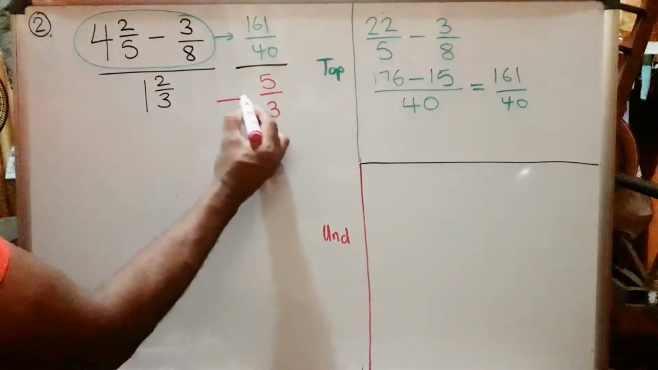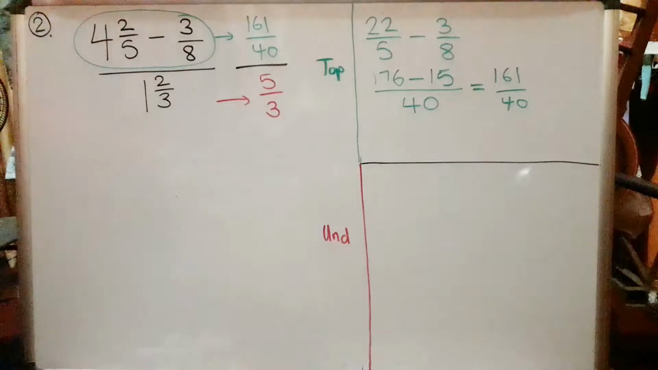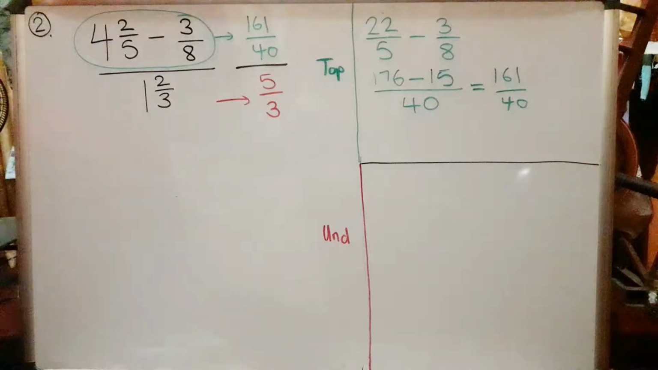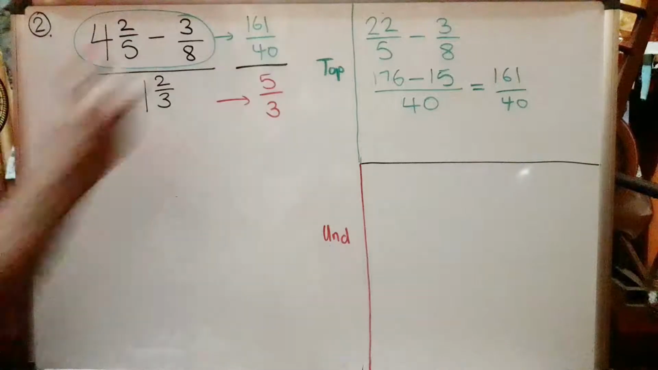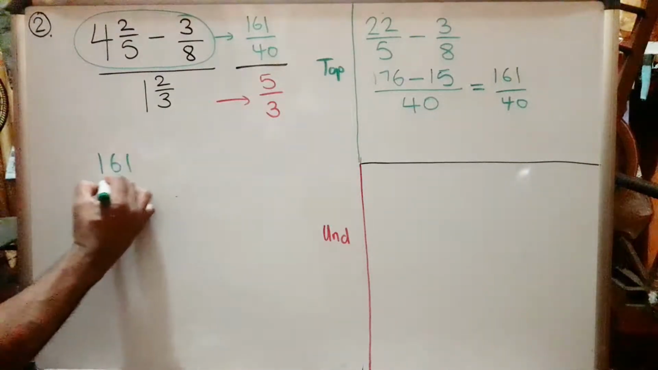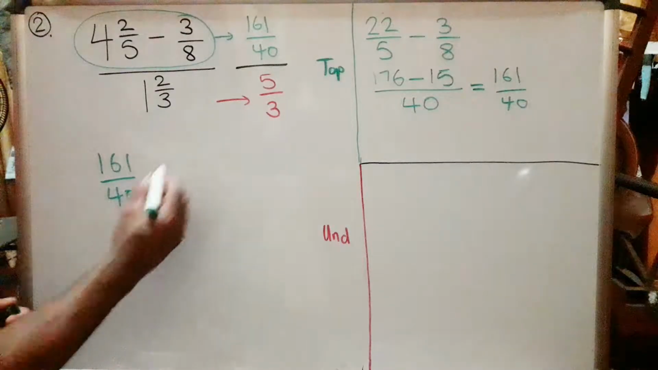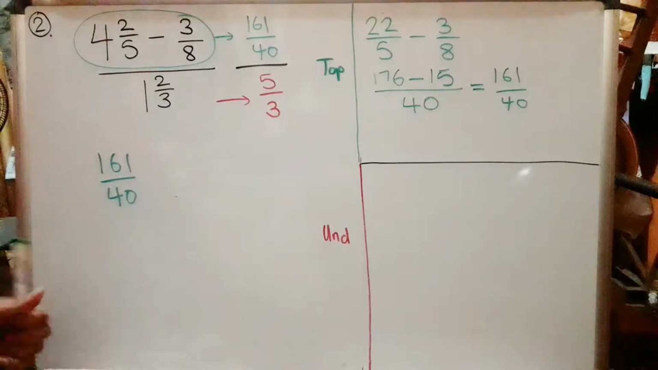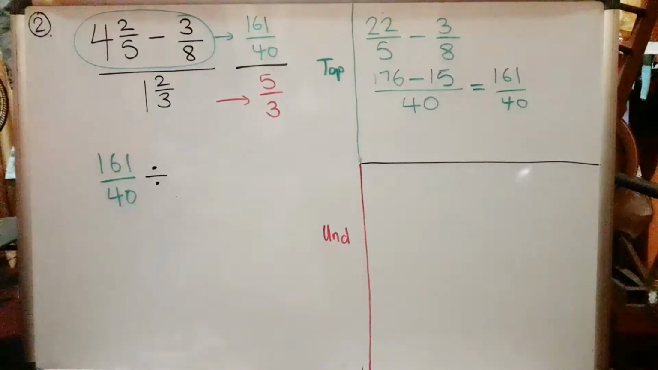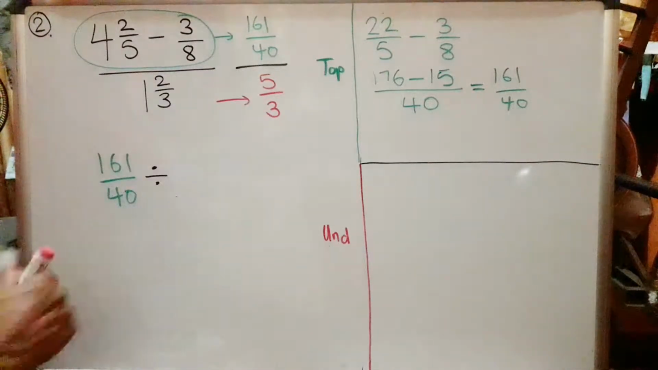All right. So here's what we're going to do now. We are going to take the top answer and divide it by the underneath answer. Now there's another way to write this. You would have written it like this in primary school. You would have taken the top answer, so you write the top answer first. 161 over 40. This means divide, so we're going to write our divide like this instead. And then we're going to put 5 on 3.